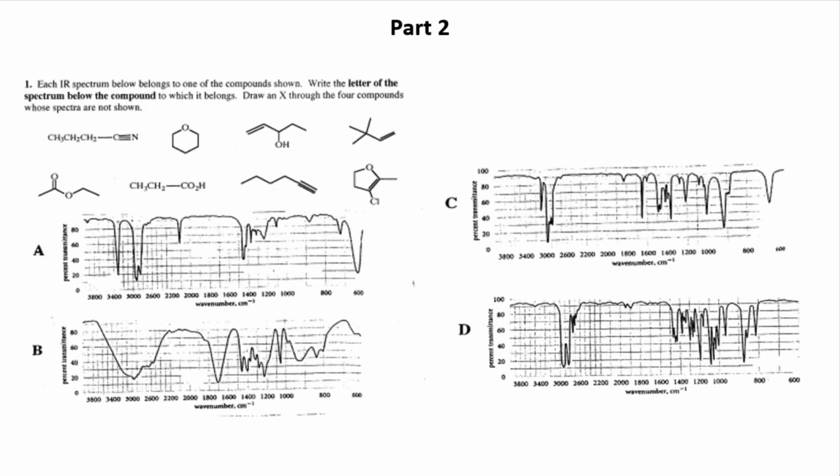Okay, so this is a typical set of spectra of some compounds we are supposed to identify. Each IR spectrum belongs to one of the compounds shown. Write the letter of the spectrum below the compound to which it belongs. You draw an X through the compounds whose spectra are not shown. So this is a typical exercise for you.